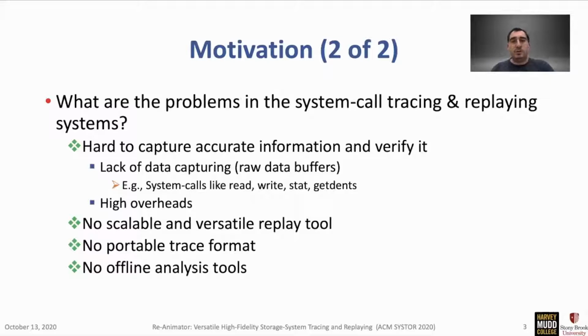Let's talk about what is missing in the current system call tracing and replaying tools. One of the most important things is the lack of data capturing capabilities. The reason why data capturing is crucial is that modern storage software has capabilities like compression, deduplication, and bit pattern elimination. To replicate the exact behavior of the applications, we need to have that data capturing ability. You may have questions here about security. You can find more details in the paper on how we address these concerns.